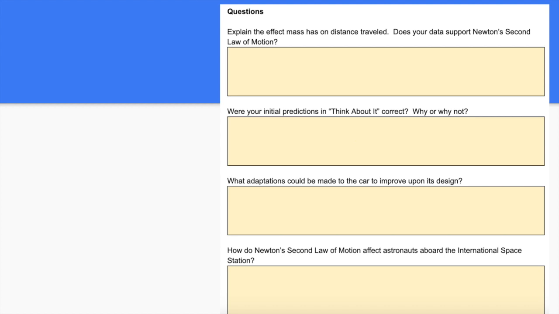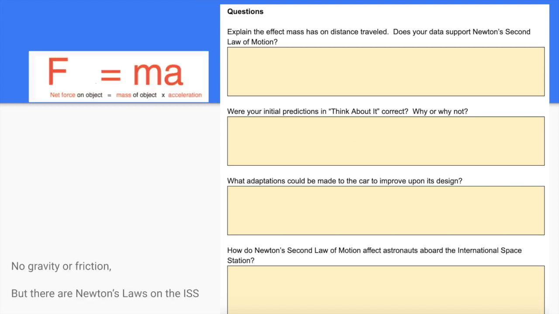Does your data support Newton's second law? So remember that Newton's second law is force equals mass times acceleration. So in that, if you want the cart to accelerate the same, you're going to have to push with a higher force each time you add more mass. But you used the same ball pump every time, so you weren't able to add more force. Therefore, your acceleration went down.